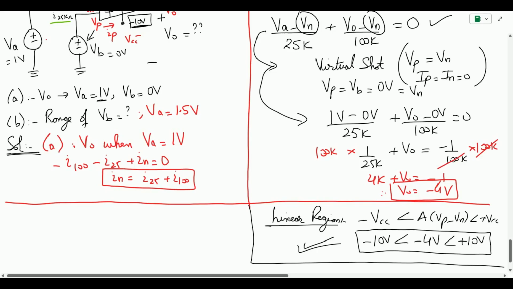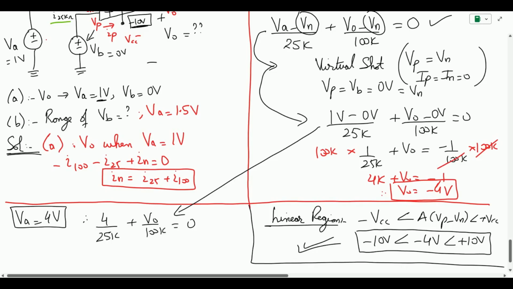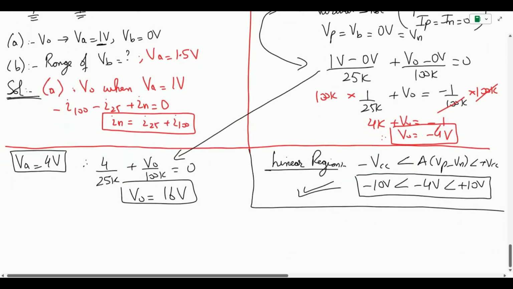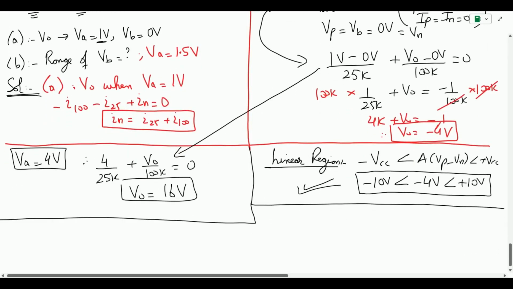Now what happens if we take the value of Va equals to 4 volts? So if instead of taking Va equals to 1 volt, if we put the value of 4 volts, so our equation from here, if we write this equation, it will be 4 divided by 25K plus V0 divided by 100K equals to 0. So if we solve this, the value of output voltage comes out to be 16 volt. When 16 volt appears, this means that we have left the linear region because our result 16 volt is not following this rule, because our limitations are between minus 10 and plus 10 volt and 16 volt is greater than this volt.